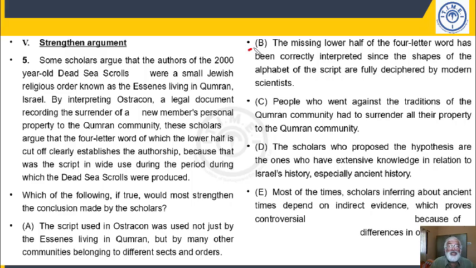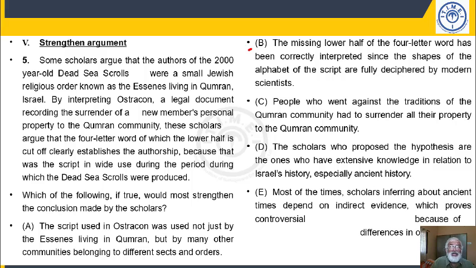People who went against the traditions of the Qumran community had to surrender all their property. That is nothing that points to the validity of the script. The scholars who possessed the hypothesis are the ones who had extensive knowledge. No, we still want to know that it's about the script. Most of the time, scholars inferring about ancient times depend on indirect evidence, which proves controversial because of differences of opinion. Again, where are you telling me about evidence of the script?